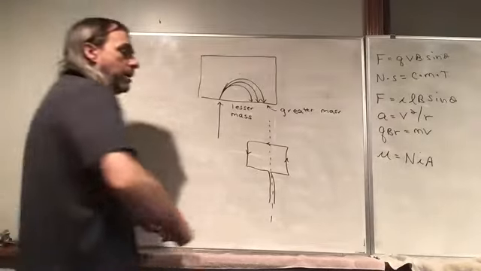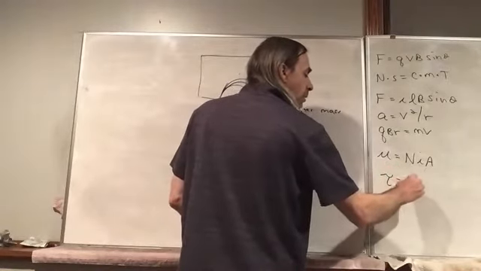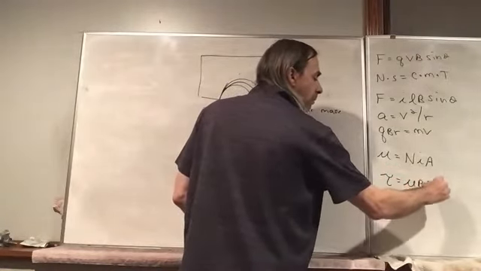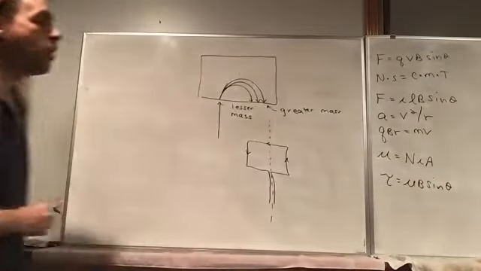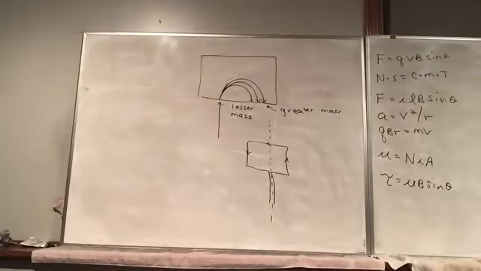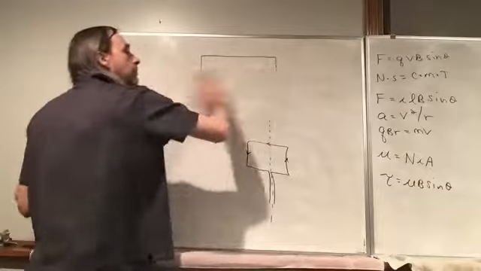And then the magnitude of the torque is the magnetic moment times the magnetic field times sine of theta. So we have to talk about what theta is. Now, magnetic moment is actually a vector.